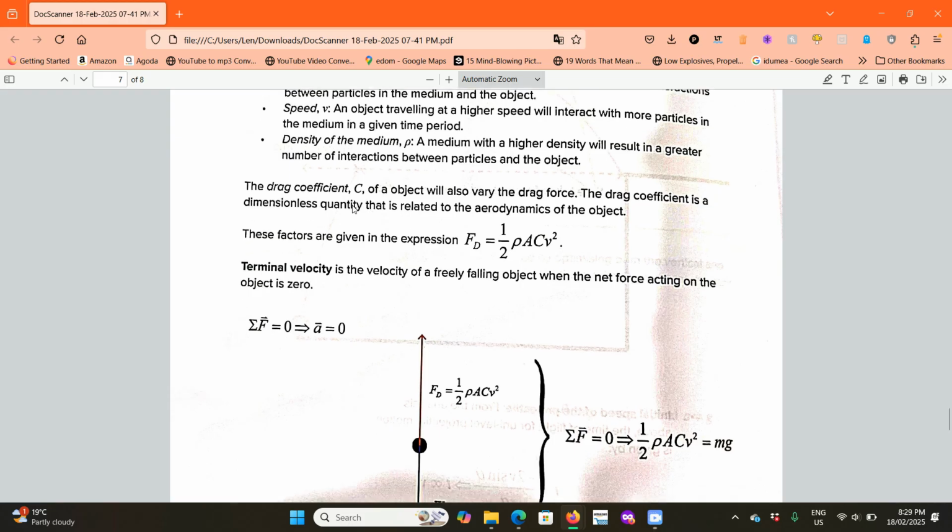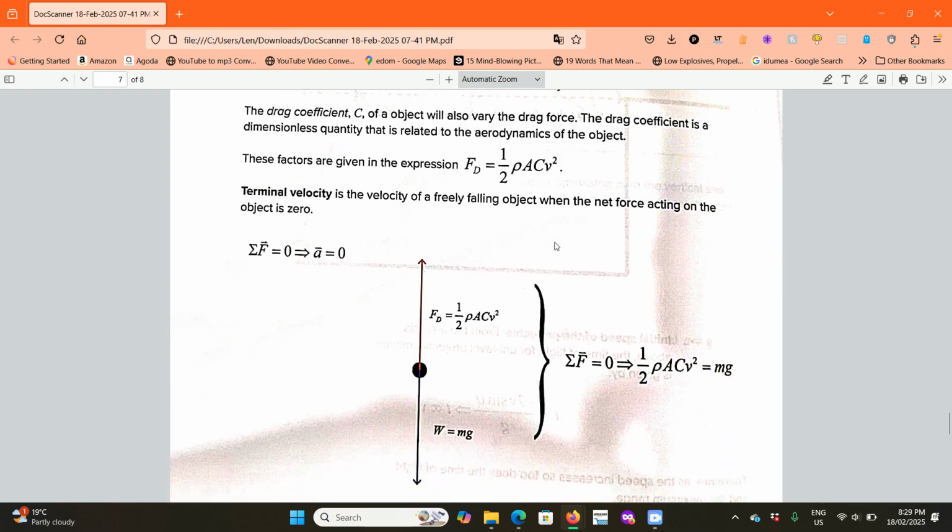Factors are given in this expression here. This should be on your formula sheet. So drag force is equal to 1/2 rho A capital C V squared.